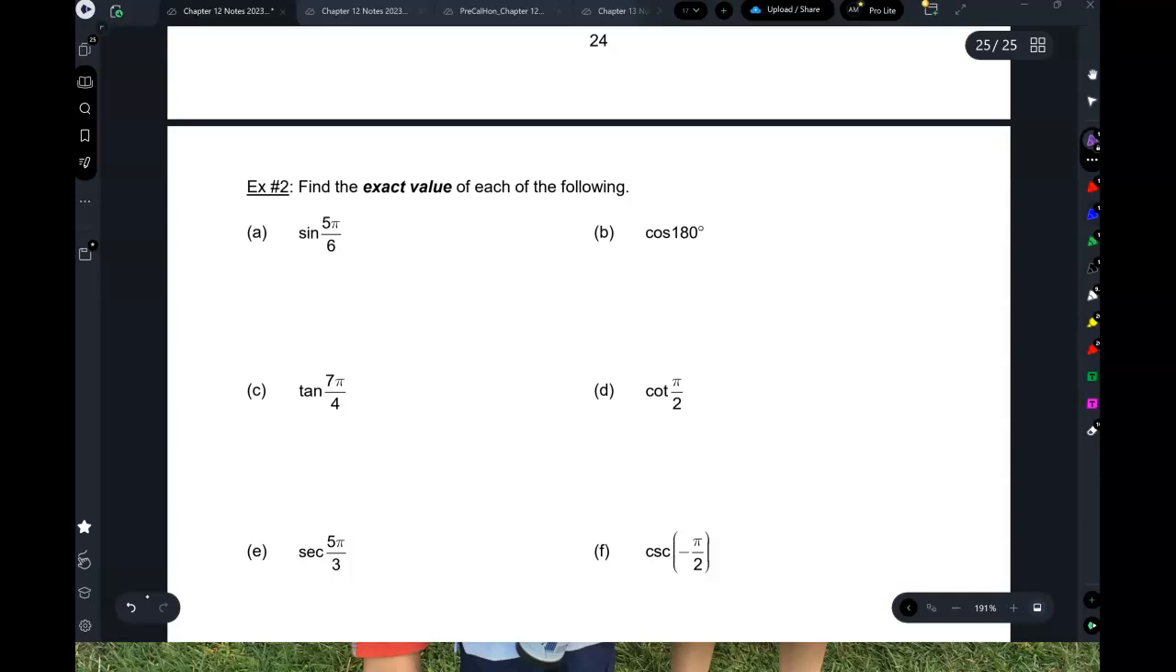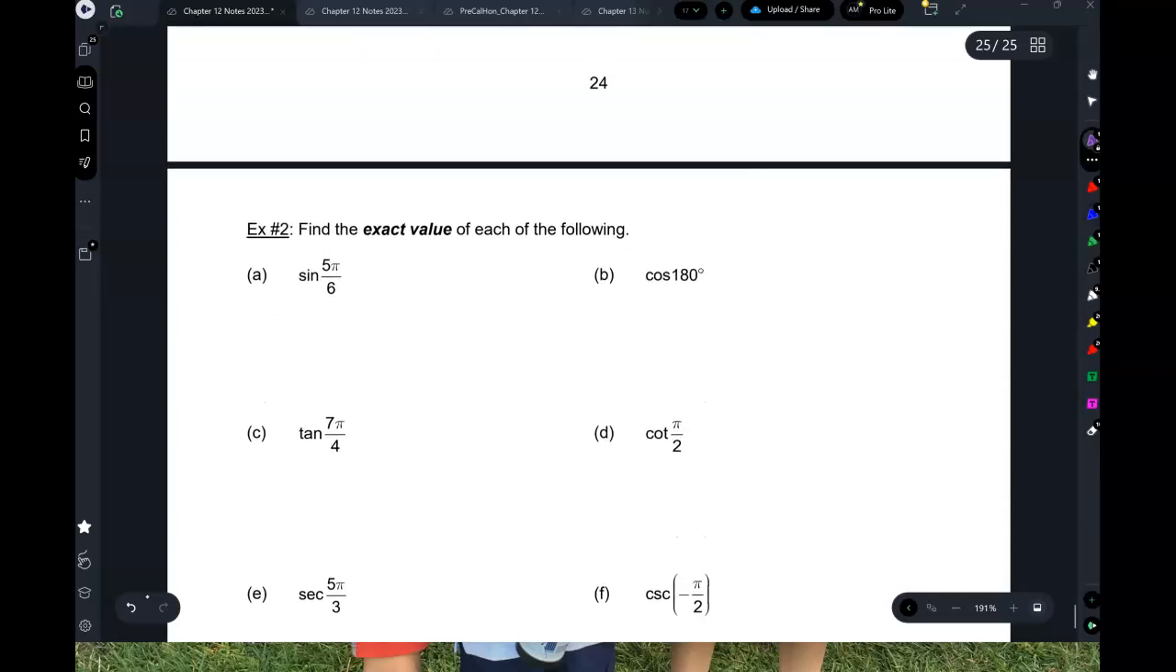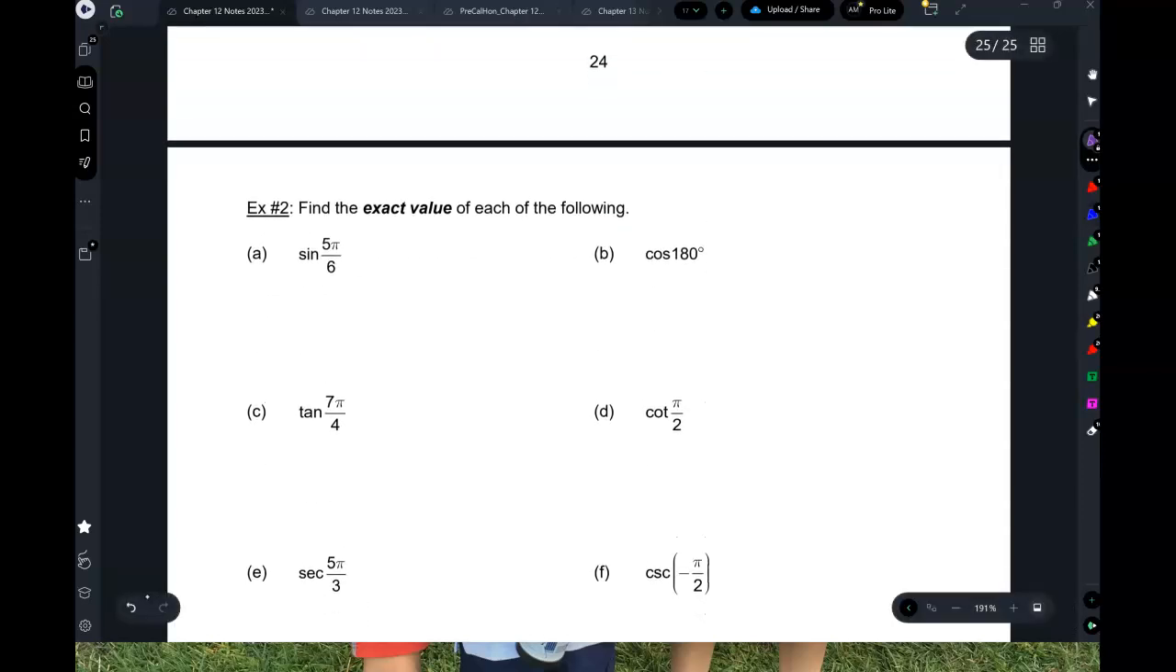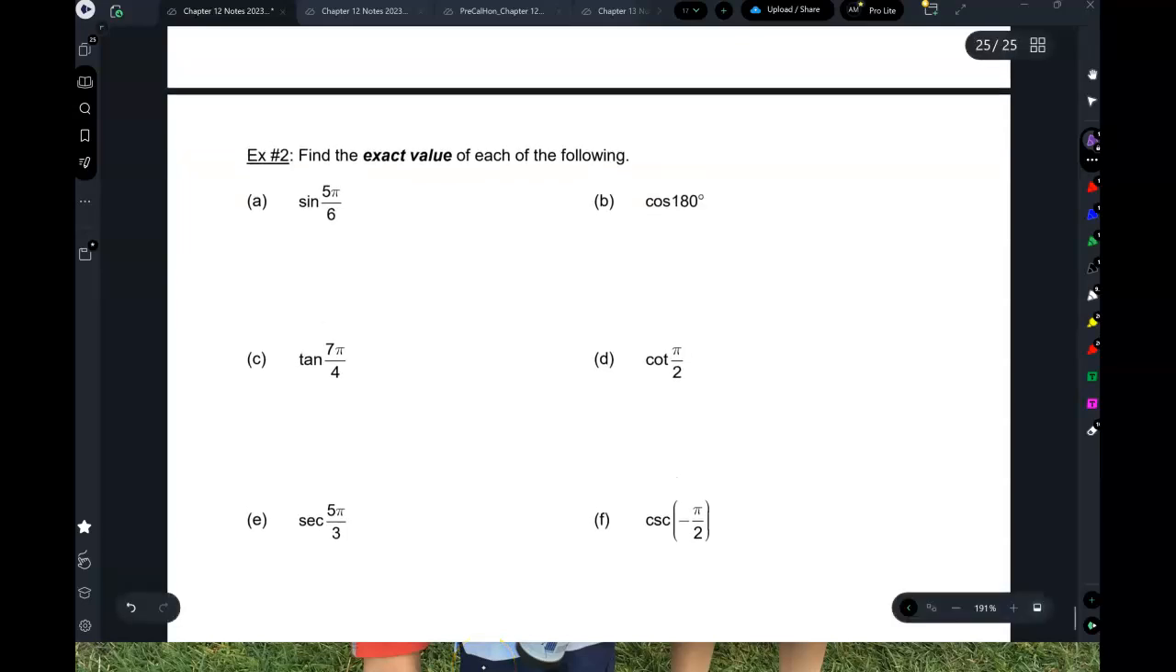Okay, so we're going to do a mix of these. And on your test, you're going to get a page of these to do. These are mixed between what we did last time and what the new concept was. So here we have sine of 5 pi over 6. You have to first draw 5 pi over 6. And when you do that, you have to ask yourself, is it within a quadrant or is it on one of the axes? Now this one is within a quadrant, but I want sine.